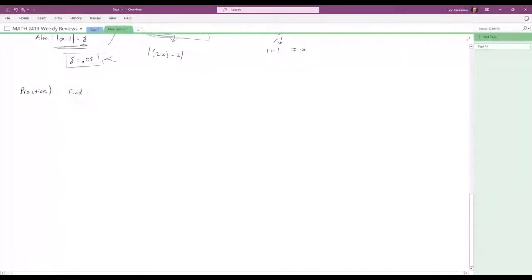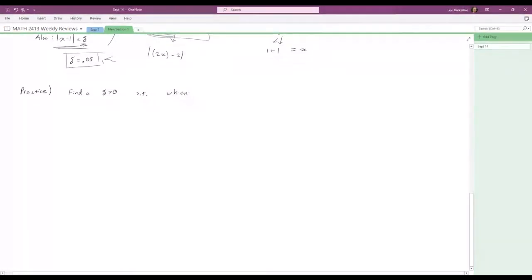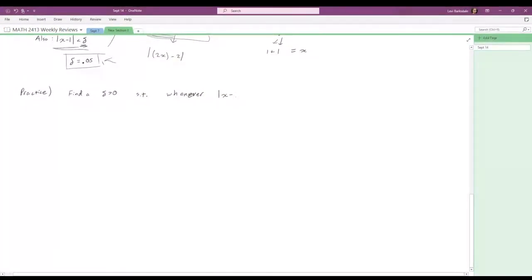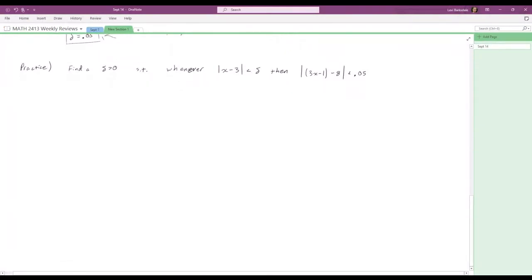Again, it's going to be find a delta bigger than 0, such that, that's what the ST stands for, such that whenever the absolute value of x minus 3 is smaller than delta, then the absolute value of 3x minus 1 minus 8 is smaller than 0.05. All right, good luck.